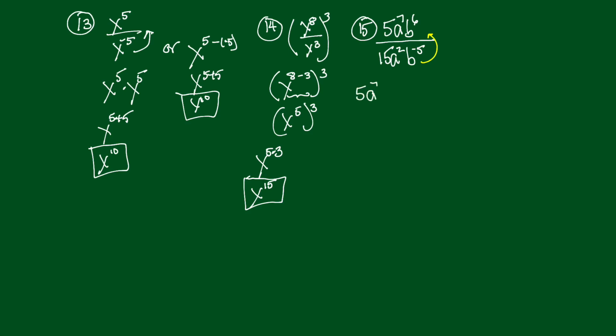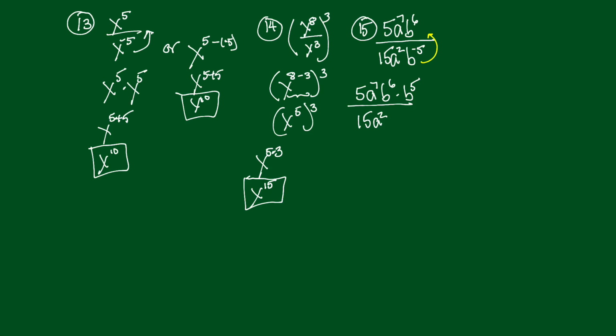5, a to the 7th, b to the 6th, over 15a squared. Now bring that b to the 5th up. So if I bring it up, it's times b to the positive 5. Right, what I did is, remember, you can move bases around from top to bottom if you just change the sign of the exponent. So the negative 5 will become positive 5, and the b will change positions from bottom to top.